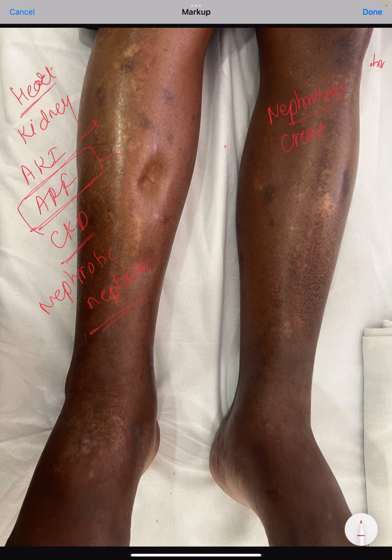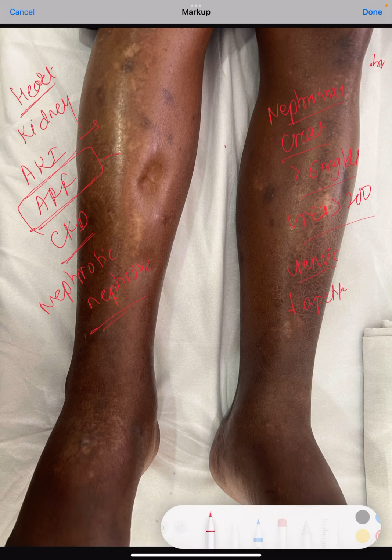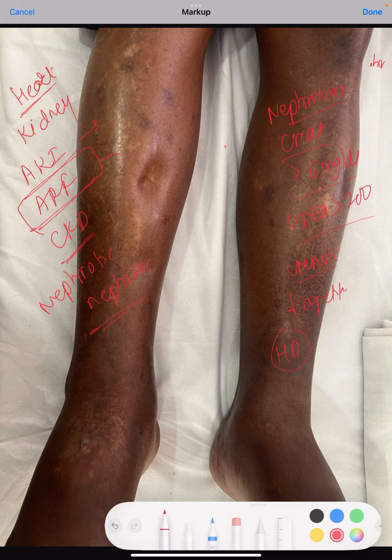Creatinine should be done. Usually the creatinine will be always more than 6 milligram per deciliter. The urea may be more than 200, and the patient may have uremic encephalopathy. The patient may have markedly reduced appetite, and such patients may need hemodialysis.